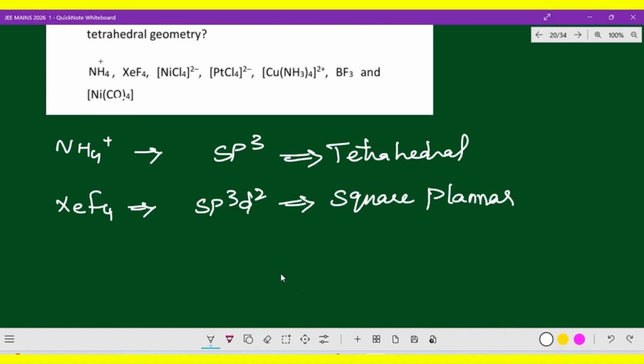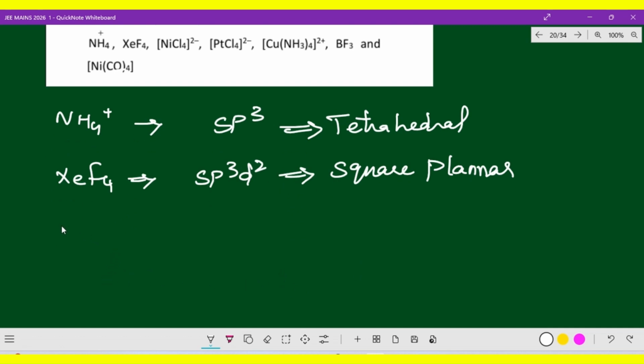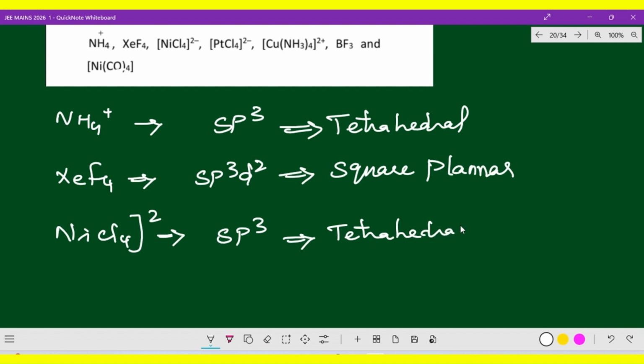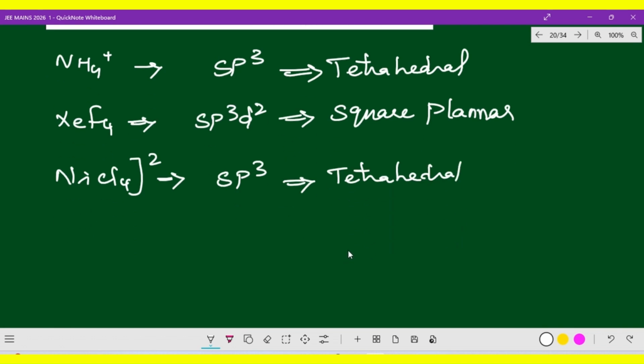Now the third one, NiCl4 2 minus. We have just gone through this. NiCl4 2 minus is tetrahedral, with sp3 hybridization only. Please check it. They are asking how many compounds are having tetrahedral geometry.